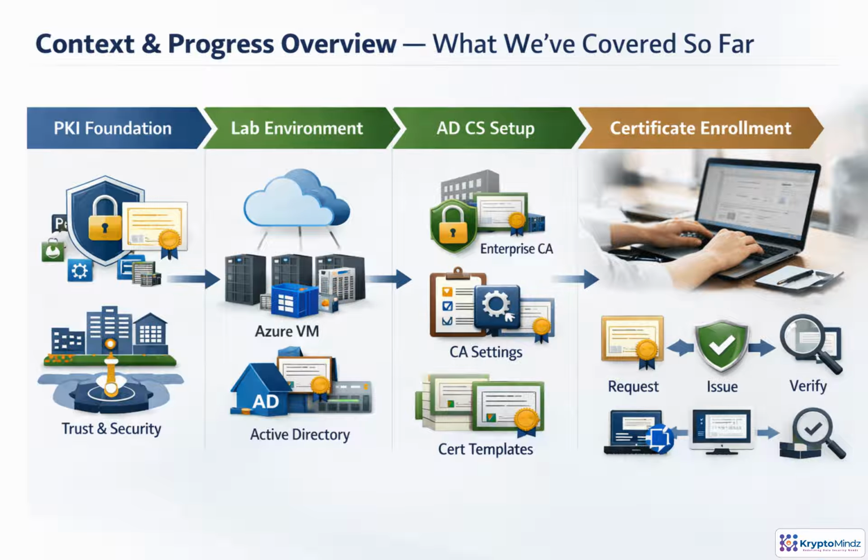Up to this point, you've built the PKI foundation, set up the Azure and Active Directory lab, and installed and configured an enterprise CA with templates. Now we'll shift into the practical side, manually requesting, issuing, installing, and verifying certificates, so you understand the full process before we automate it.